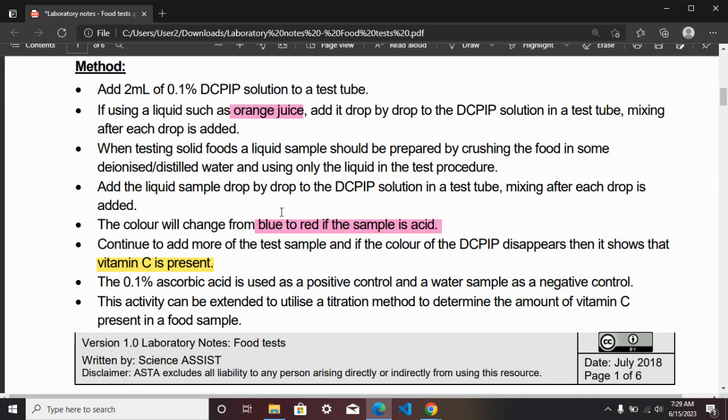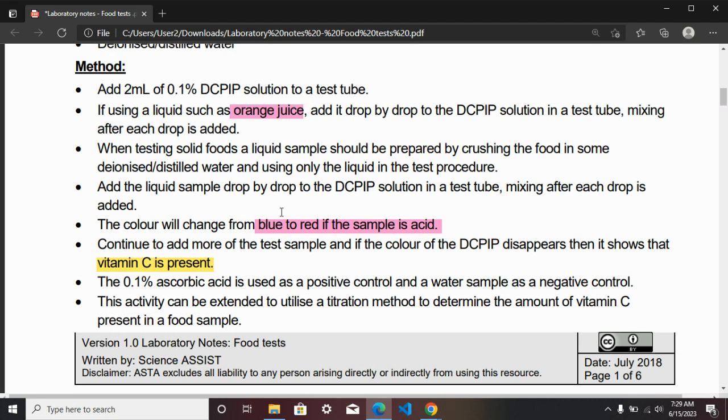So if you're mixing the DCPIP with the solution that we're using for testing, the blue color will change to red to mean that there is an acid. And when you continue shaking, then the red color disappears. It means vitamin C is present. So the 0.1% ascorbic acid, which is actually vitamin C, is used as a positive control and the water sample as negative control.